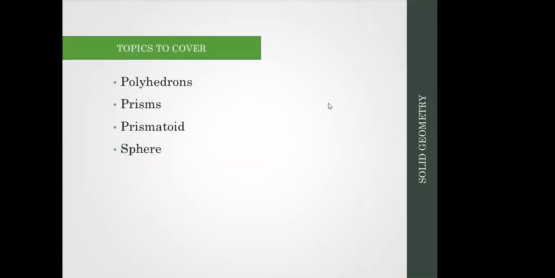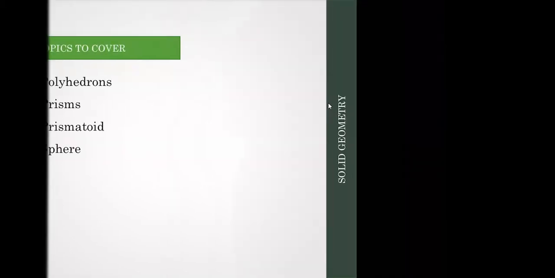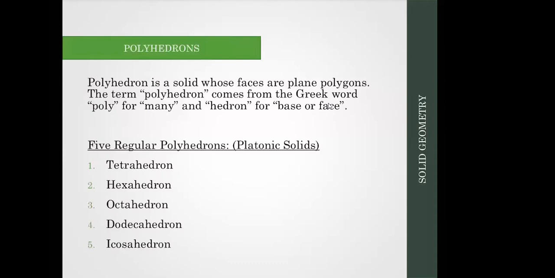Okay? So, let's start. So, sa content natin, ano yung topics na i-cover natin for solid geometry? So, we have yung tatawag natin polyhedrons, we have prisms, we have prismatoid, and we have sphere. Okay? So, ano daw ba yung mga yan? So, let's start with polyhedrons. So, polyhedron daw is a solid whose faces are plane polygons. So, 2D shape yung ating faces kapag polyhedron.